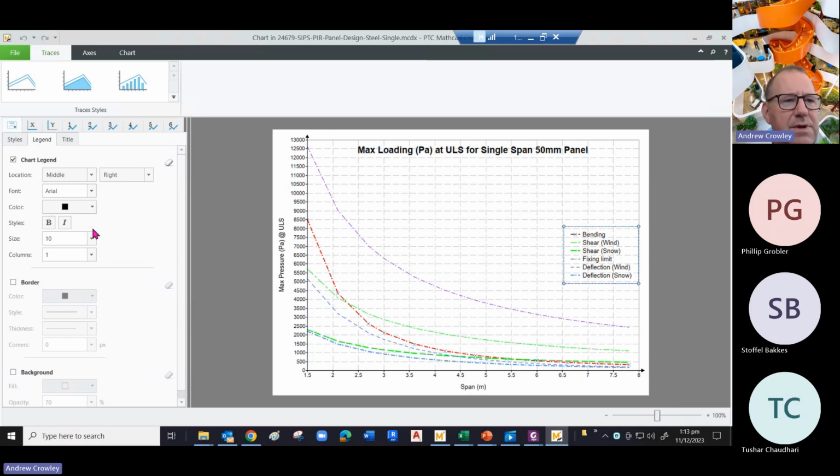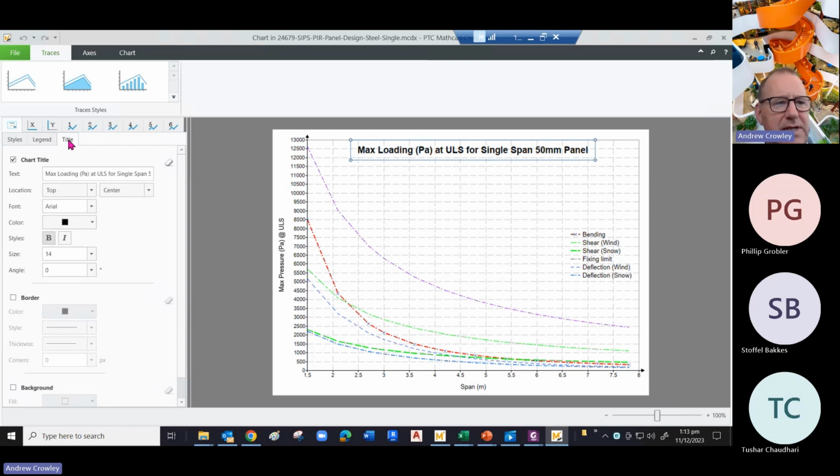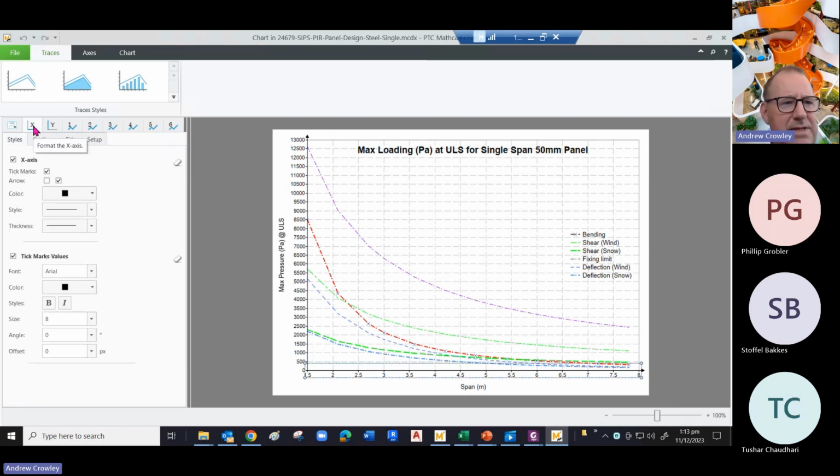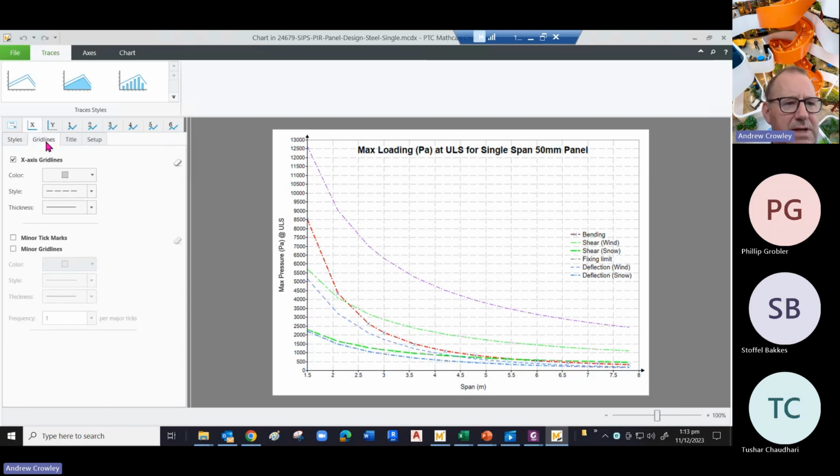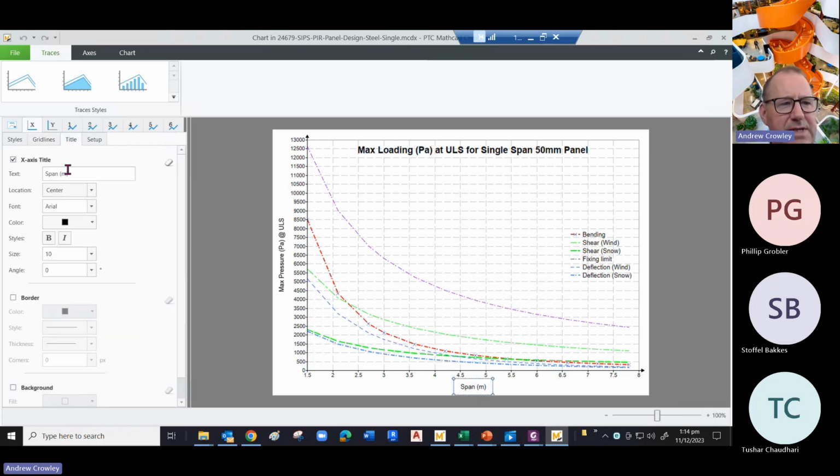And again, you can put a border on if you wish. You give the chart a title, so you type in the title there and tell it where to go, so it goes top center. There's a limited range, you can't just put it anywhere, but in this case it suits top center. So looking at the axes, do you want check marks? Do you want grid lines? I've said yes, and we put our X grid lines on and give it a dotted style. You give it a title, in this case span in meters.